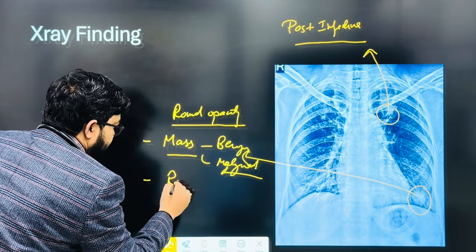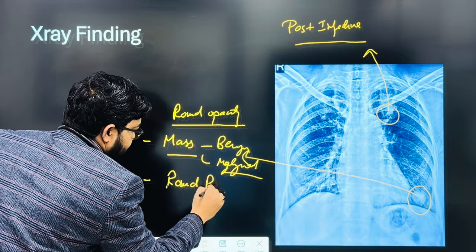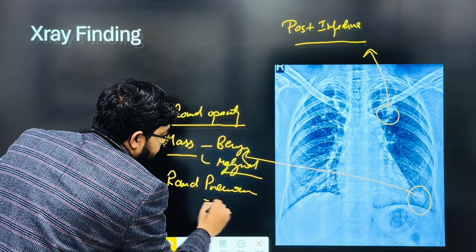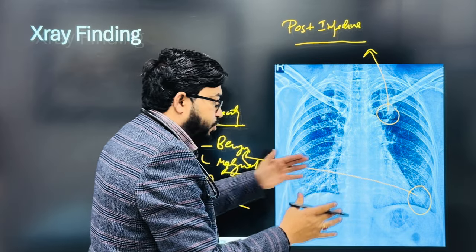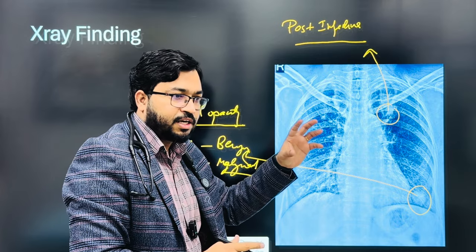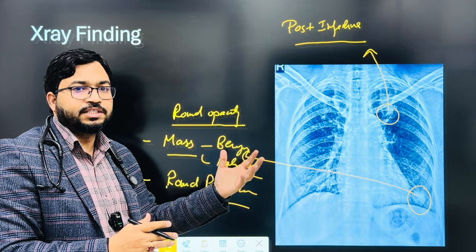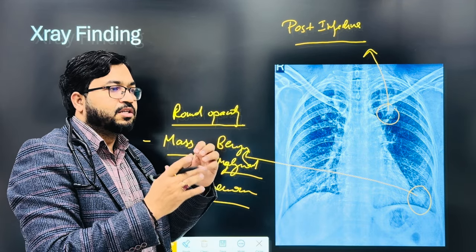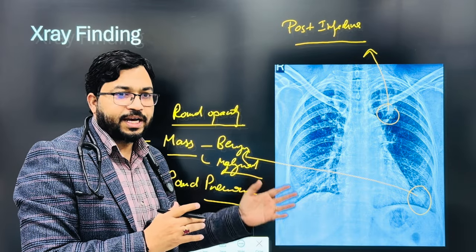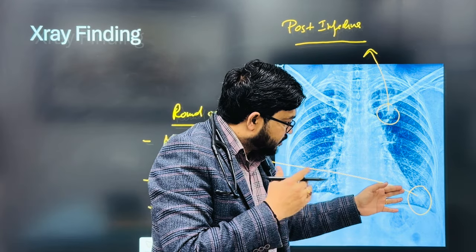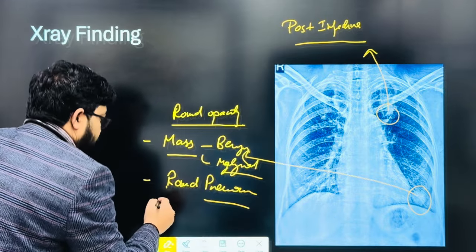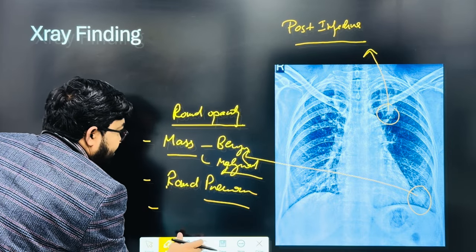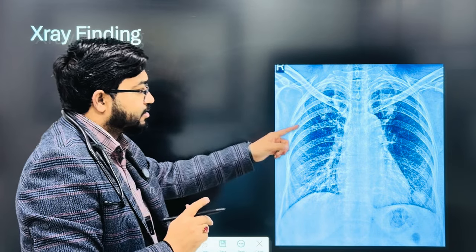Other one is round pneumonia. Or you can see post tubercular changes. There are some nodular opacities, mass-like opacities, the granuloma that healed, on X-ray. You sometimes see such kinds of opacities. But what are the major differentiating points, whether it is malignancy or post-infective?